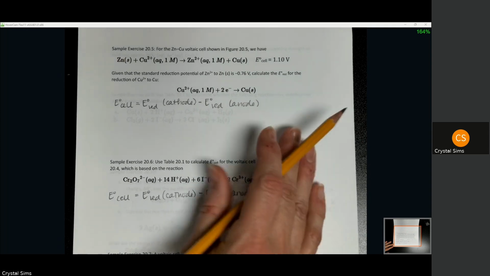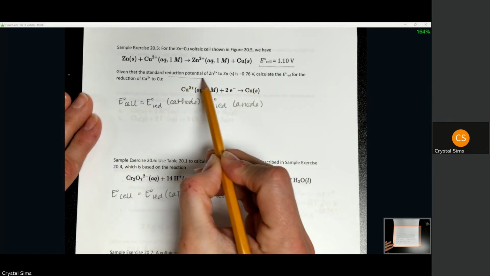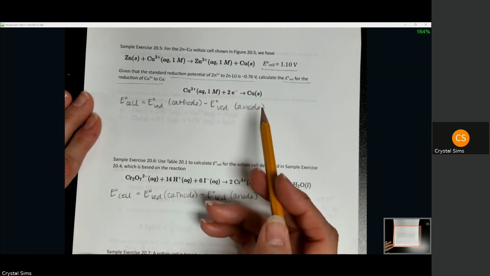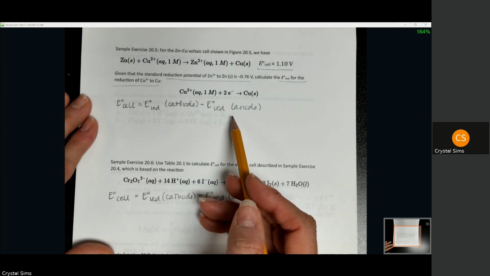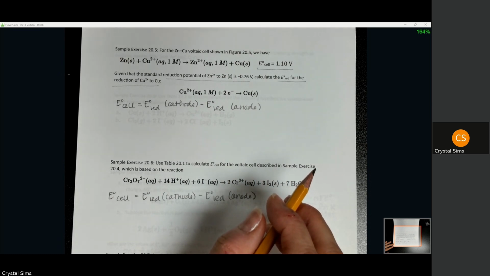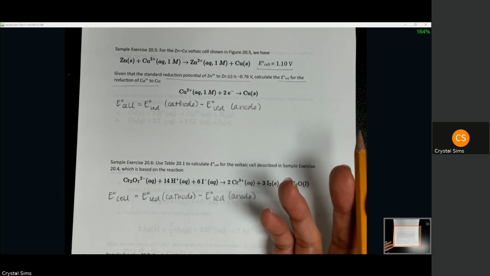So we've got to figure out what is our standard cell potential. We're given the E cell value. They're giving us our standard reduction potential there. They've told us our standard reduction potential of zinc, and they want us to calculate the one for copper. Now they don't tell us here which is the anode and which is the cathode, so we kind of have to figure out which one is the cathode and which one is the anode.